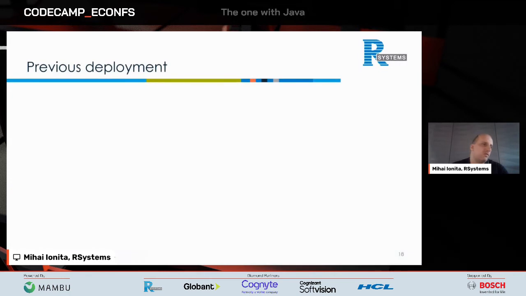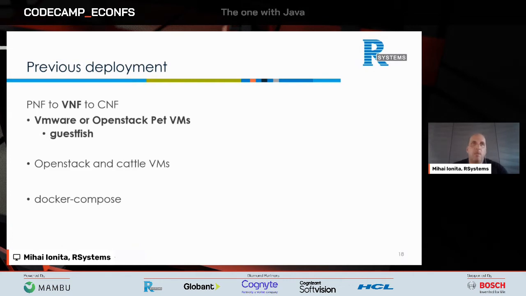So let's have a look at our previous deployment. But first, some clarifications. We have here physical network function that is being moved to virtual network function and then later to cloud native network function. So what we had first were some pet VMs, pet as in requiring a lot of attention and care, manual maintenance.